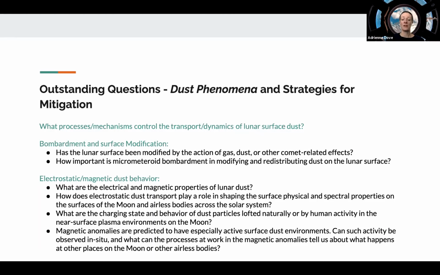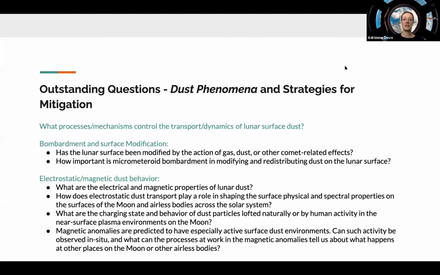So this is, what are the actual properties of the dust, and how does the lunar surface environment play a role in shaping the dust itself, but also moving dust around? How does this all relate to the natural environment and to any modifications that are going to be made by the presence of robotic or human activity? One of the super interesting scientific regions, obviously, on the moon is in magnetic anomalies. And so those are going to be very different, potentially active dust environments. So those are of particular interest.